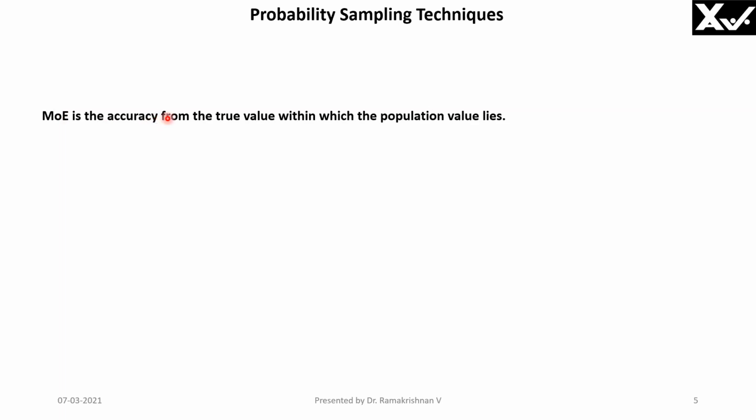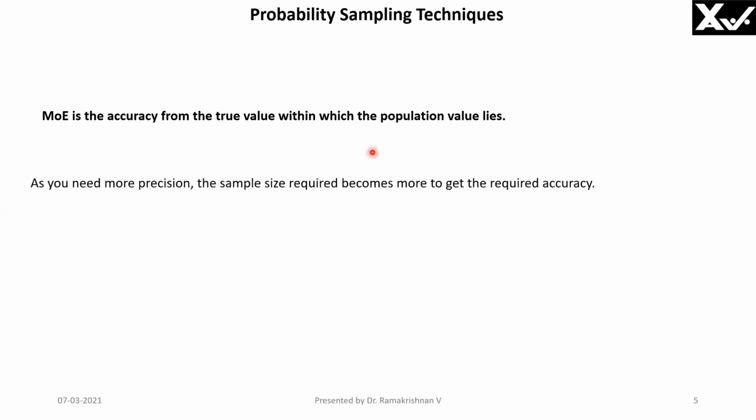Margin of error is the accuracy from the true value within which the population value lies. Suppose I conduct a sample study and estimate the population mean to be 50. If the margin of error is 2%, the population mean lies between 48 and 52. Suppose I want the margin of error to be 1%, 49 to 51, I want the answer. Then the precision is more now, and the sample size required also will be more. So as you need more precision, the sample size required becomes more to get the required accuracy. That means I have to increase the sample size to get a lower margin of error than this.